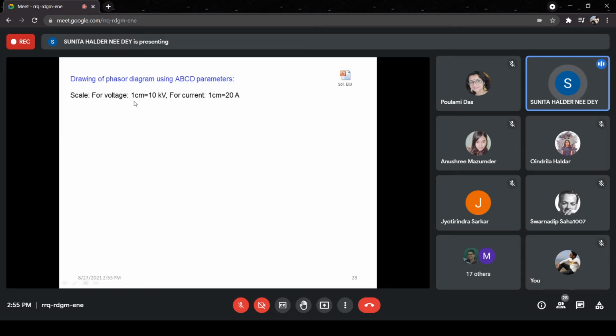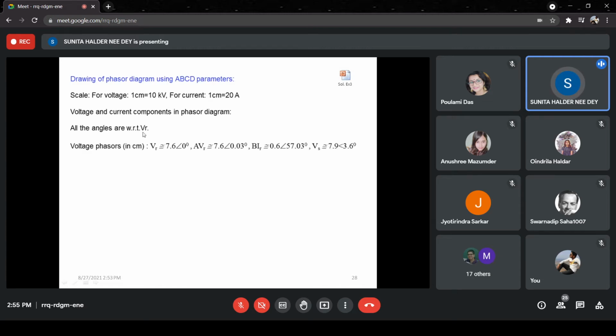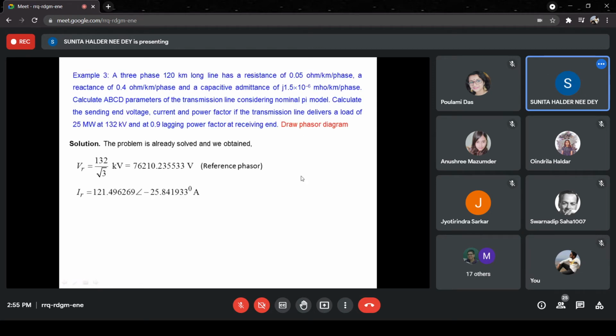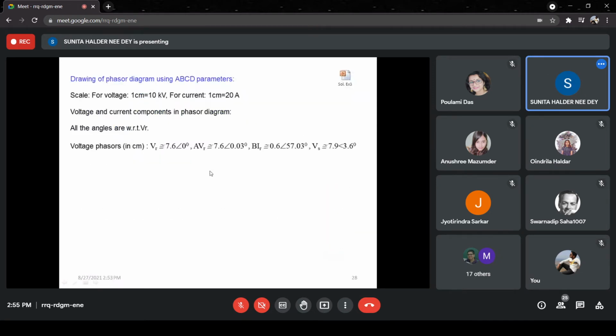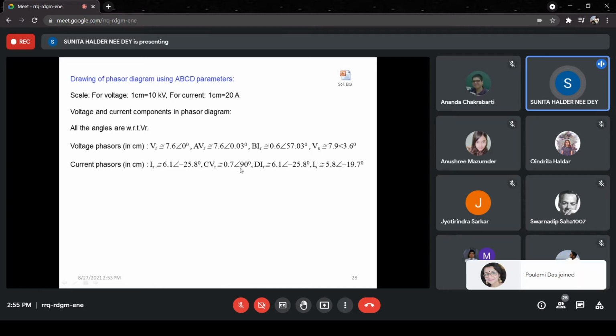Let us assume a scale of 1 centimeter equal to some kV for voltage and 1 centimeter equal to 20 ampere for current, because we need a scale. So what will be the voltage and current components in the phasor diagram? Obviously, all angles are with respect to VR because VR is the reference phasor. So we can calculate the values of all the phasors in the phasor diagram. Which phasors do we need? VS, AVR, all those. All the phasors we can calculate in our scale, and the current phasors we can also calculate. You do it yourself.